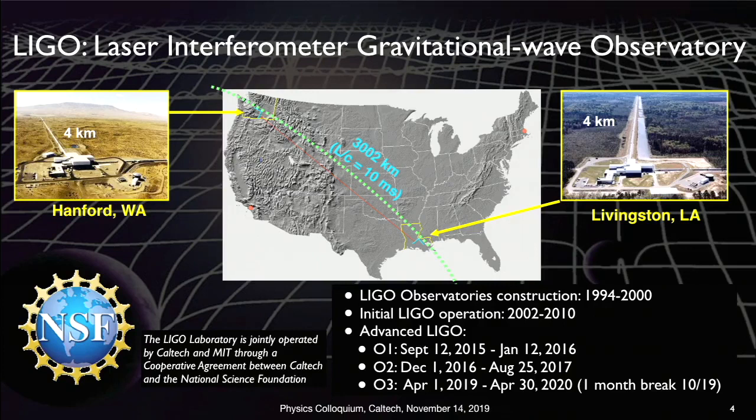Advanced LIGO has so far had 3 data acquisition runs: O1 in 2015 to 2016, O2 in 2016-2017, and we are now in the 3rd science acquisition run. We're about halfway through it. And we're going to tell you about the results that have been obtained in O1 and O2, and then tell you where we're standing with O3.